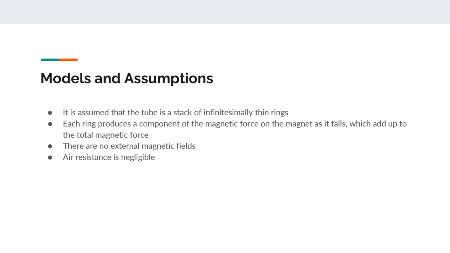So here are some assumptions that we're going to be making for our model. For the computational model, we're going to be assuming that the tube is a stack of infinitesimally thin rings that each produce a small component of the magnetic force on the magnet, which we then add up to get the total force acting on the magnet at any given moment. We'll also assume that there are no external magnetic fields and that the air resistance is negligible.